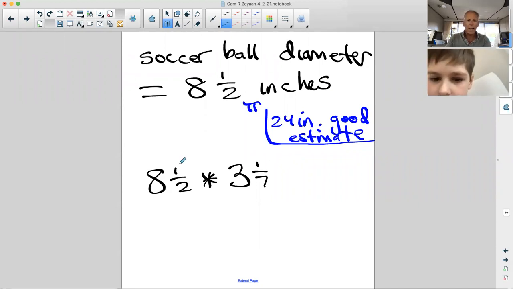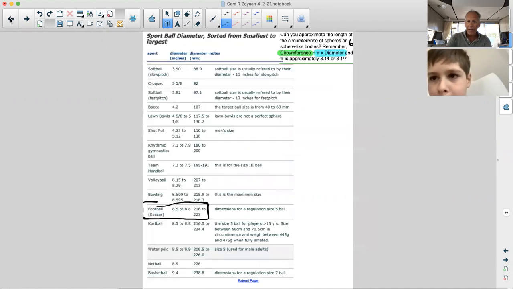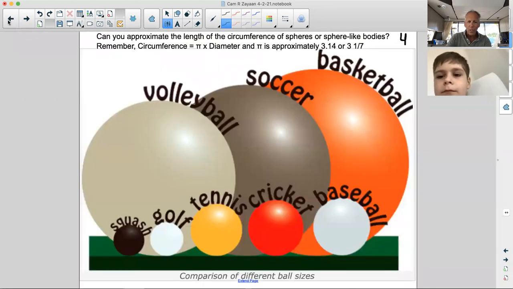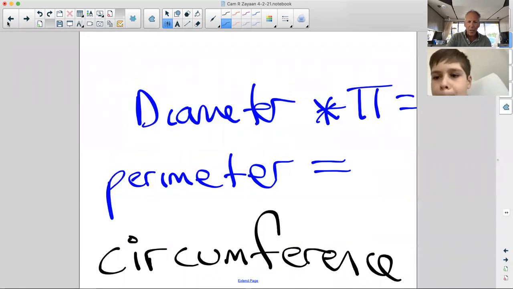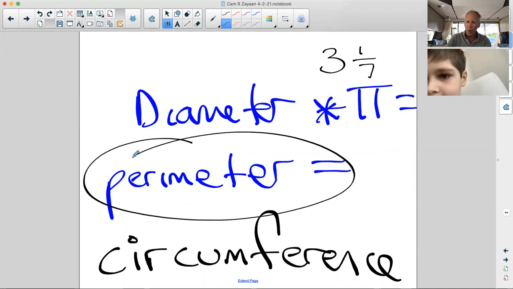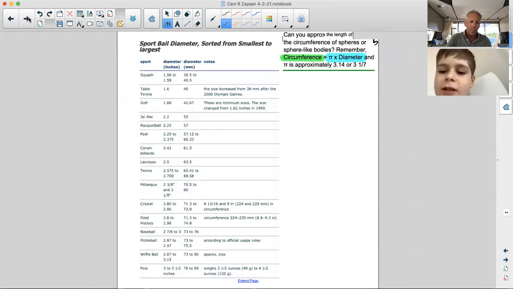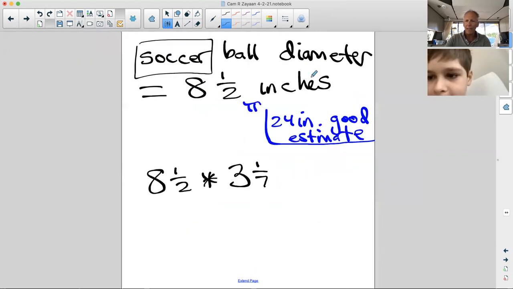What we're looking at is Cam and I are looking at his favorite sport, which is soccer. The soccer ball has a diameter of 8.5 inches. If you remember 2 weeks ago, if you multiply the diameter by pi, which is about 3 1/7, you get the perimeter of the soccer ball, but it has a special name called circumference. So circumference. I'm going to teach you boys how to do that today.